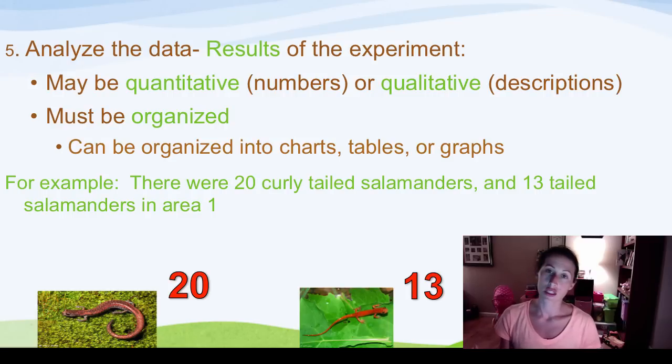But for now, you just need to understand that when you take all of your results, you have to compile them in some organized fashion, okay? So if we say there were 20 curly-tailed salamanders and 13 straight-tailed salamanders in area number 1, that is quantitative data. Quantity, we're looking at numbers.